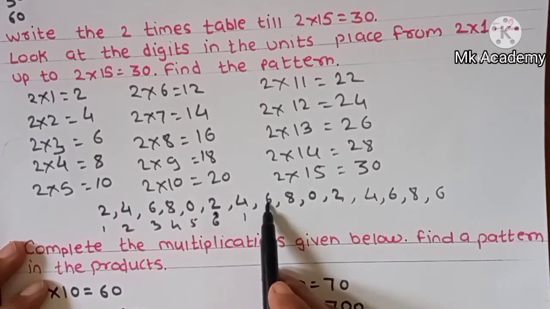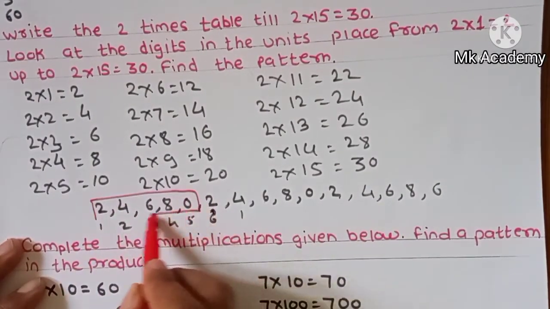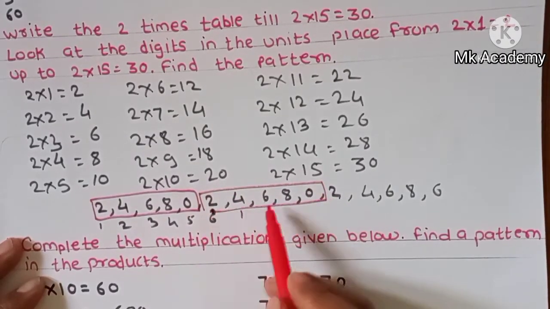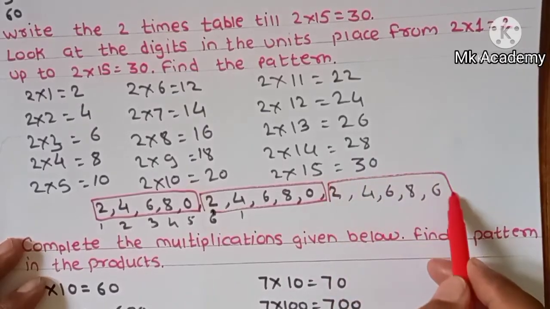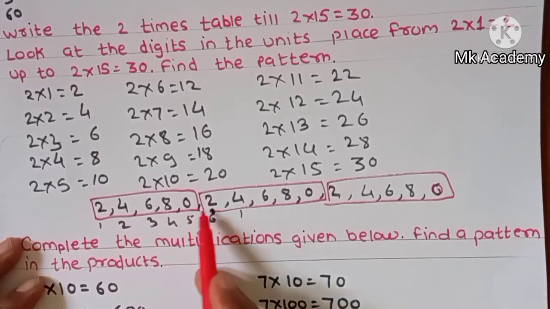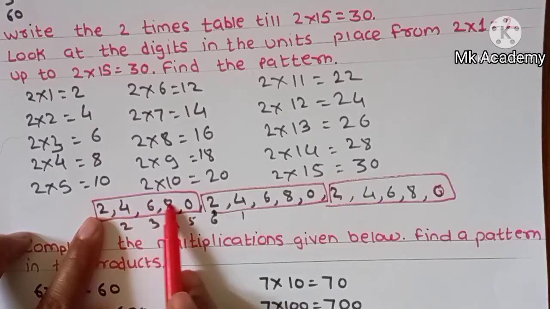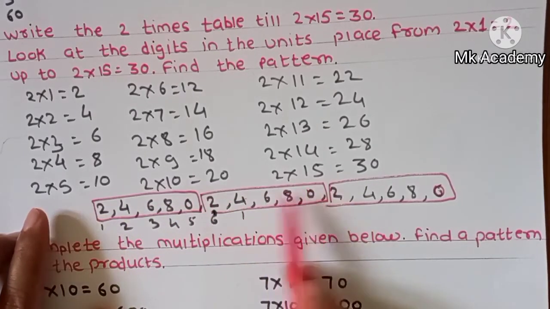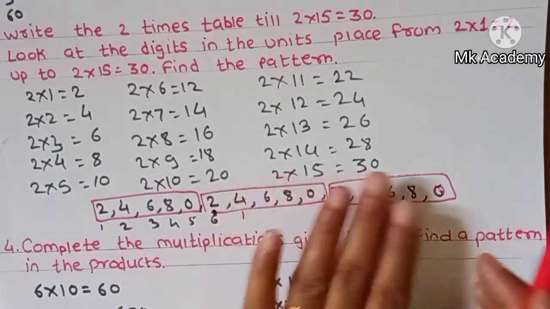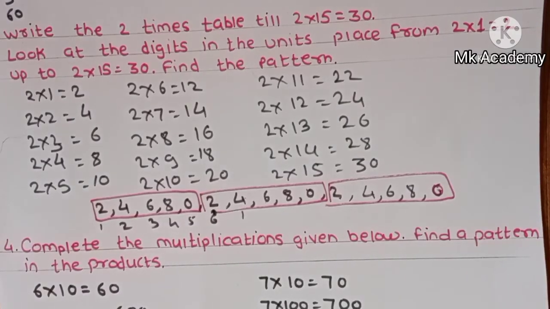Again 2, 4, 6, 8, 0. Means here is a pattern of 2, 4, 6, 8, 0. There is a pattern of 2, 4, 6, 8, 0. Means these digits are repeated. See 1, 2, 3, 4, 5. Again 1, 2, 3, 4, 5. Again 1, 2, 3, 4, 5. Means after 5 this pattern is repeated. Understood?